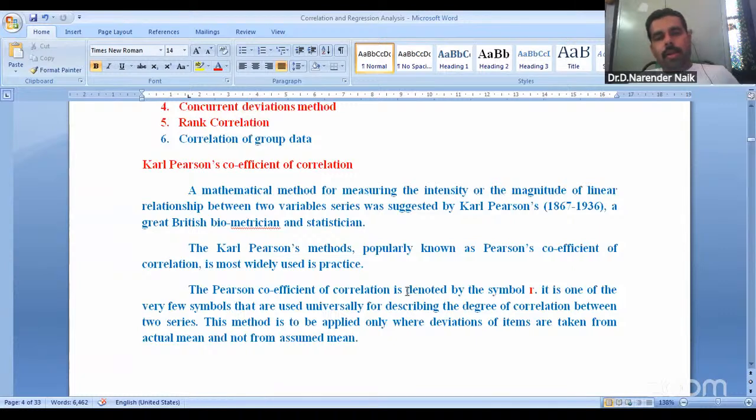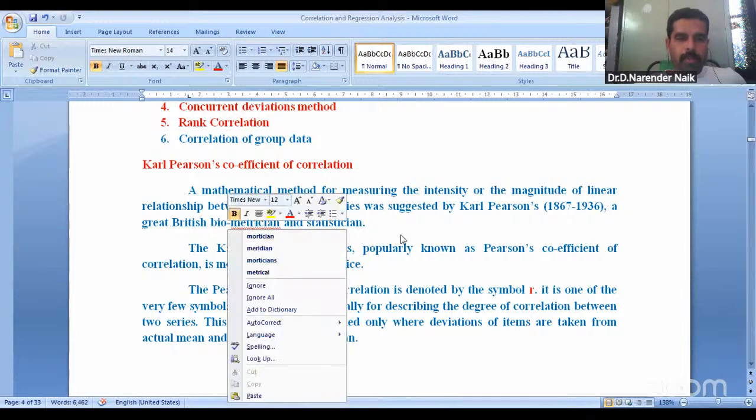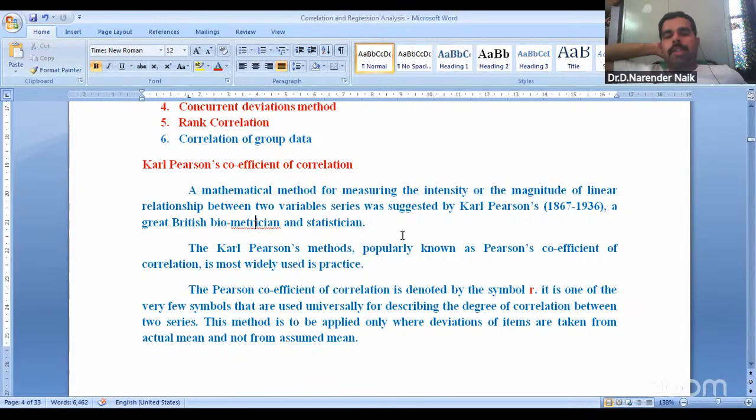It is a mathematical method for measuring the intensity or the magnitude of the linear relationship between two variable series, suggested by Karl Pearson, 1867-1936, a great British biometrician and statistician. Karl Pearson's method, popularly known as Pearson's coefficient of correlation, is most widely used in practice.